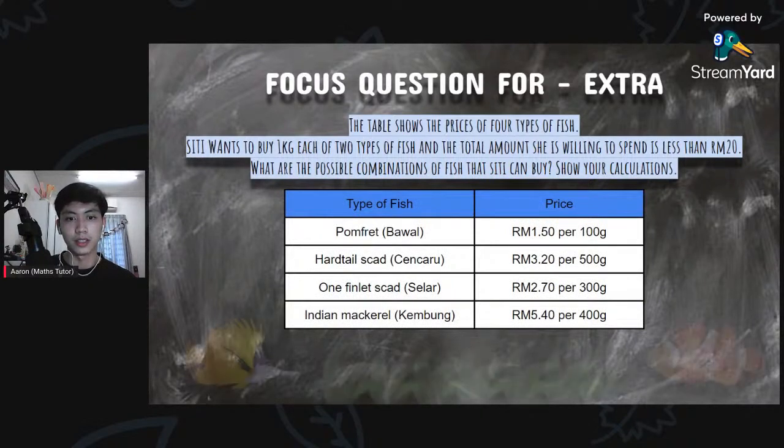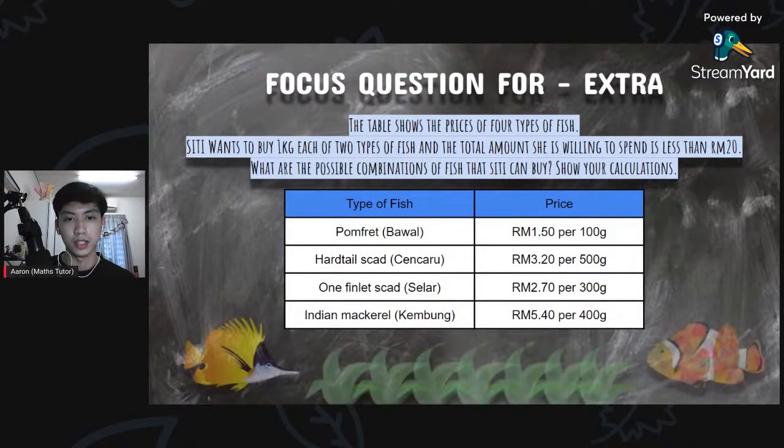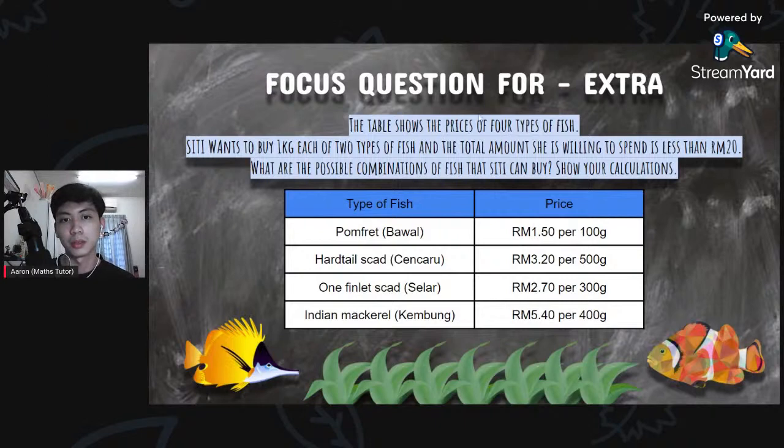The question says the table shows the price of four types of fish. We have the different prices. And Siti wants to buy 1 kg of each of two types of fish.